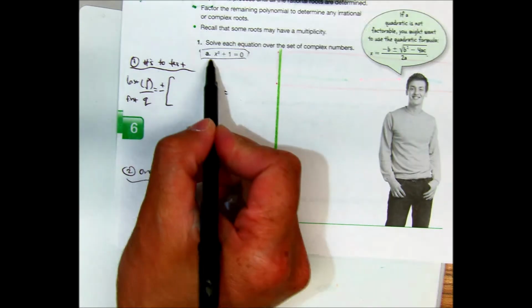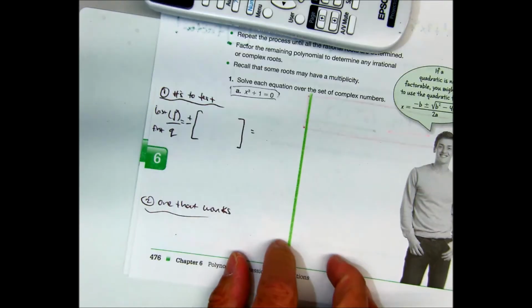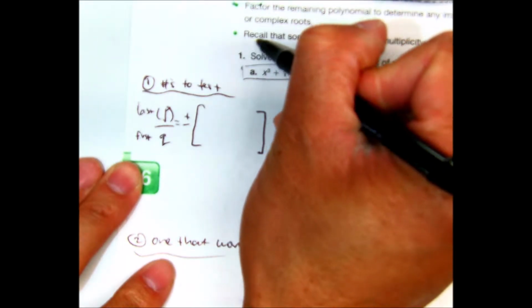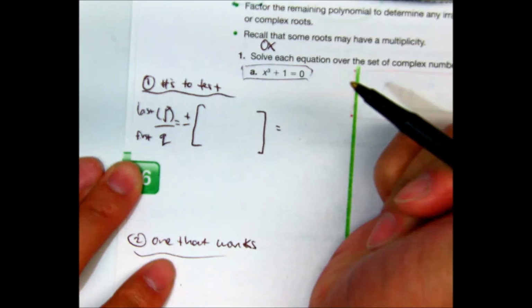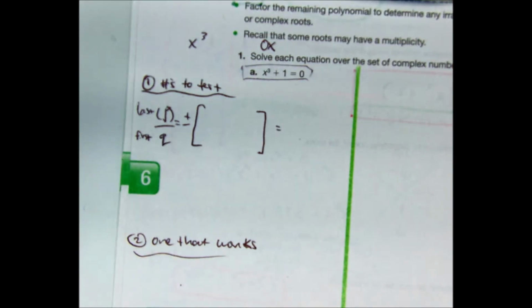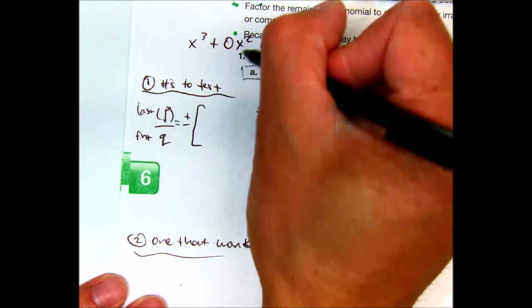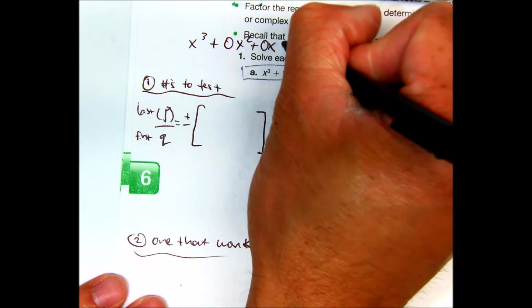Can you help me write this with zeros? Tell me what to write, Brian. 0x. So x cubed plus 0x squared is correct. Plus 0x plus 1.